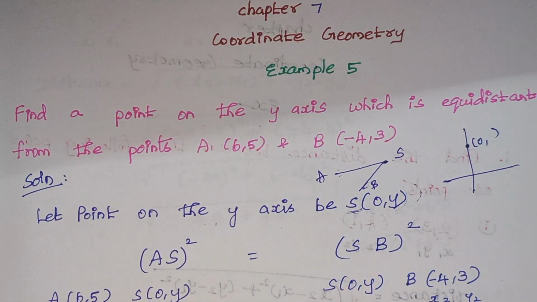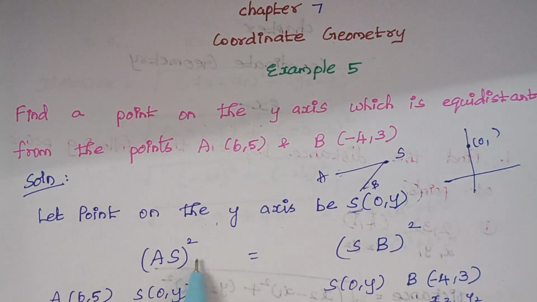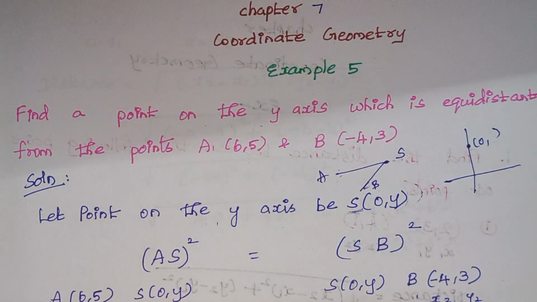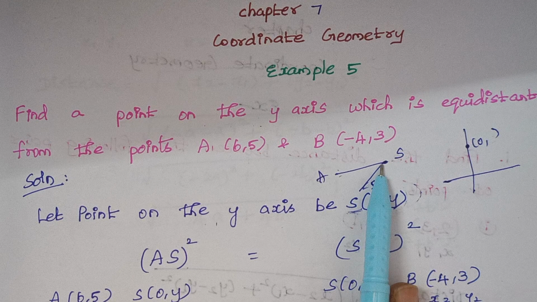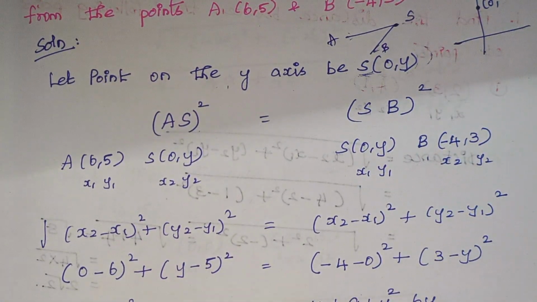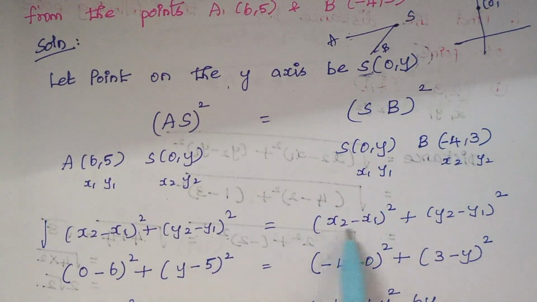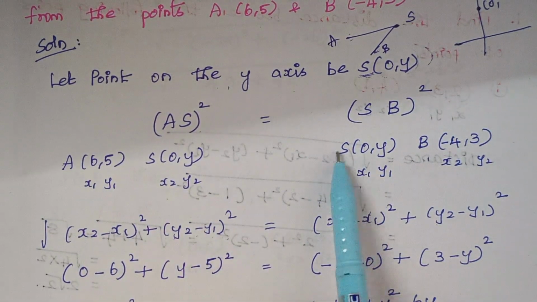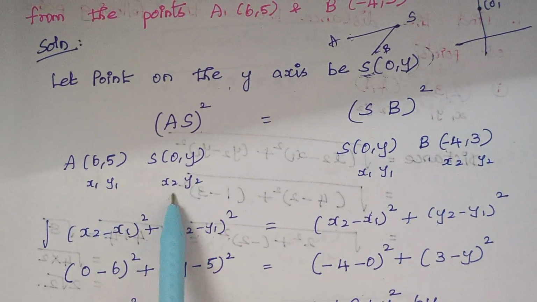So again we are making use of the distance formula. You see, in the previous problem I had taken AS equal to SB and included the square root in the terms. So there is no need of the square root. You can directly square the distance. It is far better, right? So AS square is nothing but x2 minus x1 whole square plus y2 minus y1 whole square, and the same formula here. So here the distance between A and S and here the distance between S and B, right? So this is my x1 y1 and this is my x2 y2.